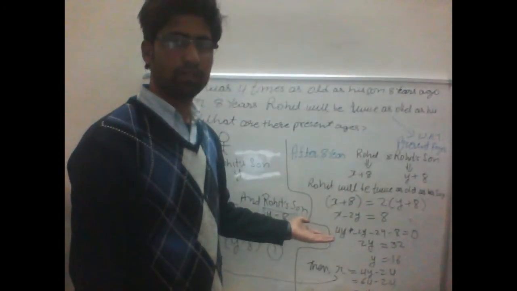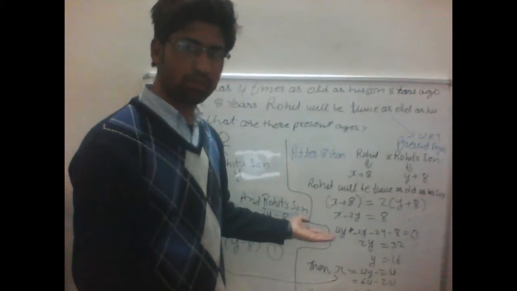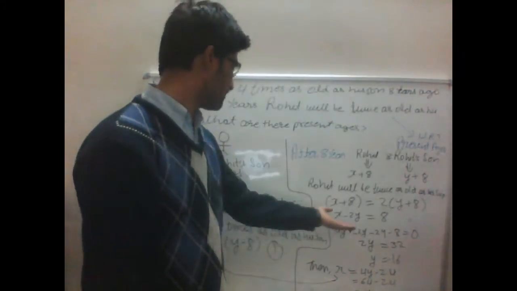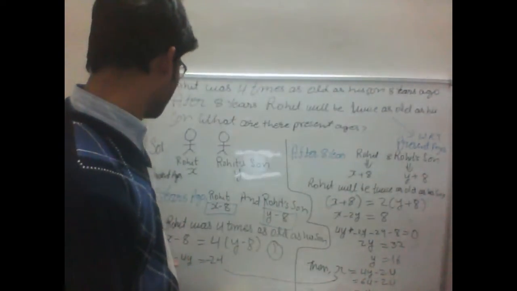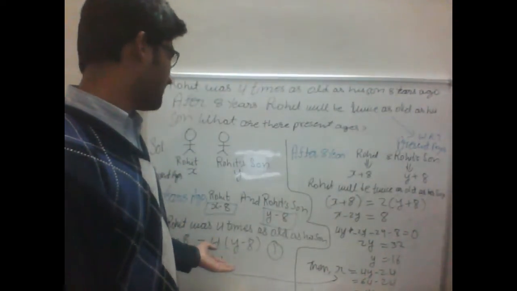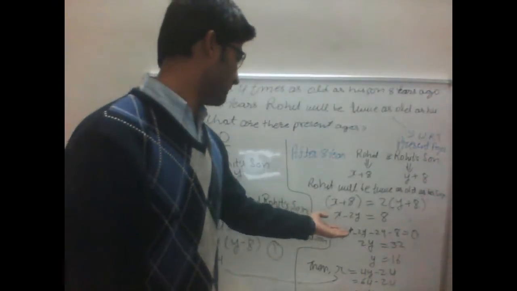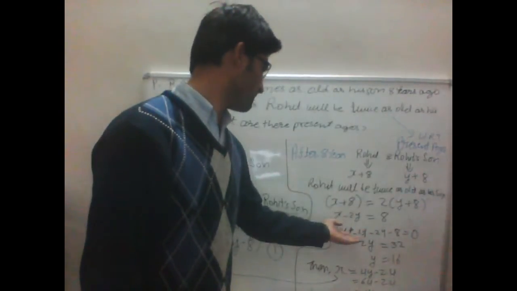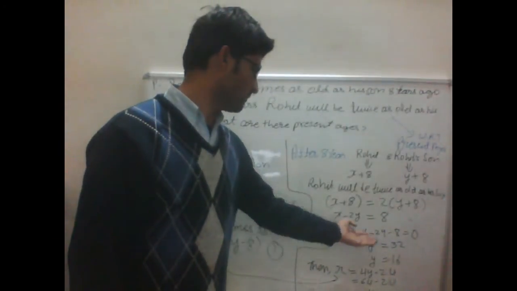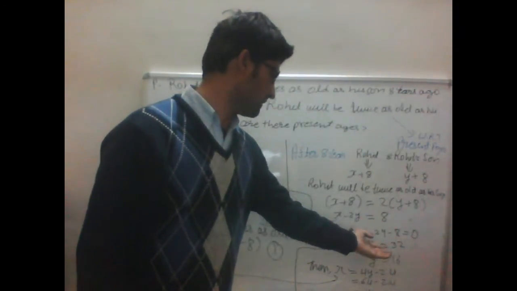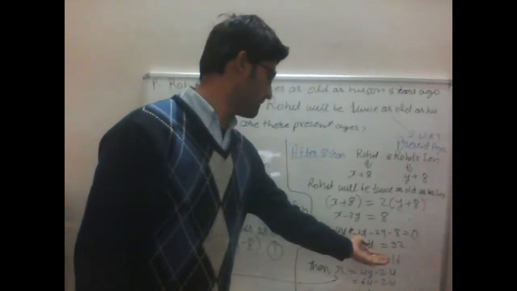Now what do we need? We have to calculate both of the ages. Means we need Y also and X also. Just fetch information from here. X is equal to what? 4Y minus 24. So substituting, 4Y minus 24 minus 2Y minus 8 equals 0. 4Y minus 2Y is 2Y, and minus 24 minus 8 is minus 32. So Y is equal to 16.